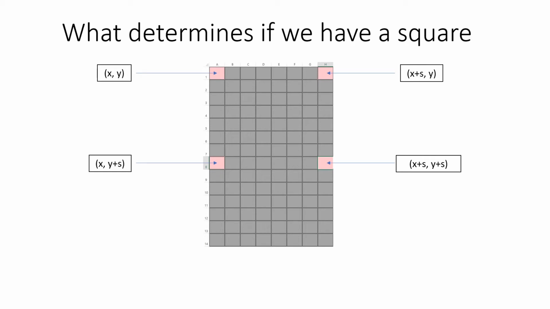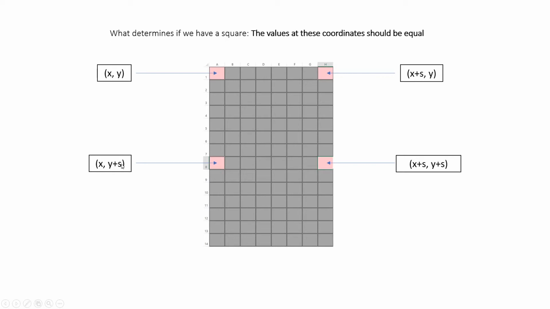Well, here's the coordinate system we're going to use. This is going to be x, y. We're going to check x plus s, comma y; x, comma y plus s; and x plus s, comma y plus s, where s is a given size of the square. If all those values are the same, then we are all good to go.